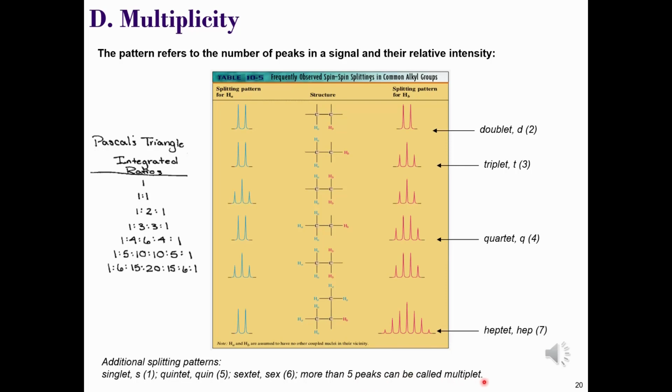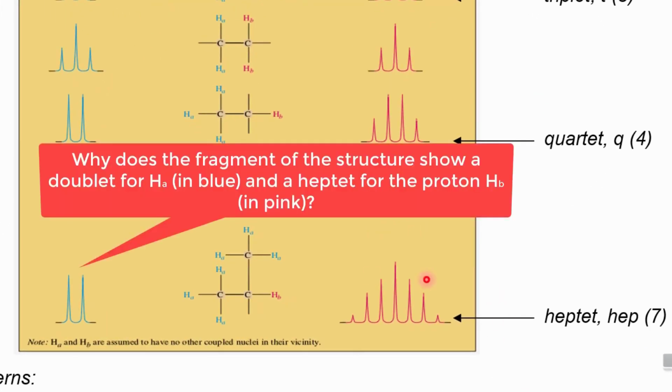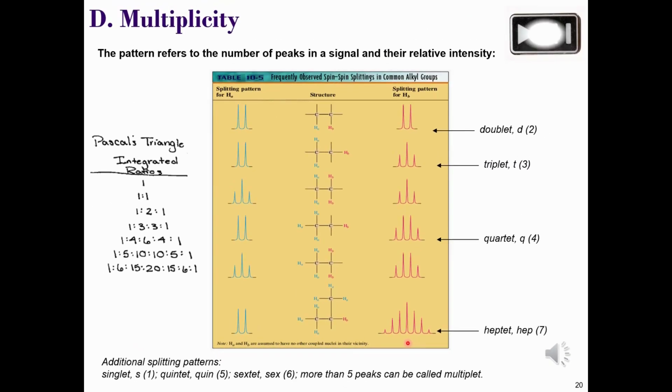Now let's look at the last example. Why does the fragment of that structure show a doublet for HA, which is seen in blue on the left, and a heptet for HB, which is seen in pink on the right? Pause the video and see if you can explain this using the n plus 1 rule. Resume the video when you're ready to check your answer.